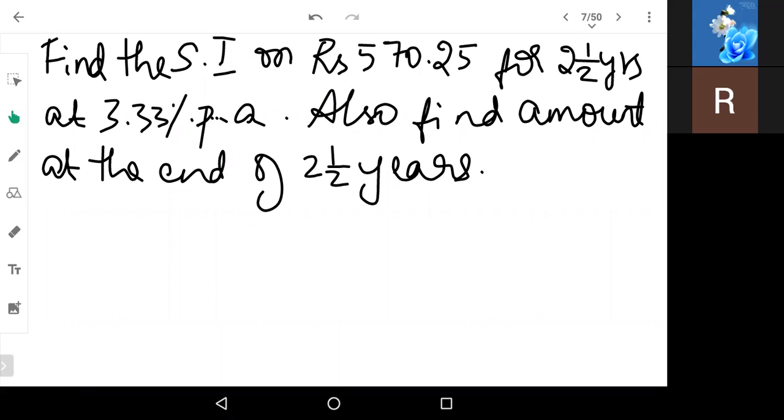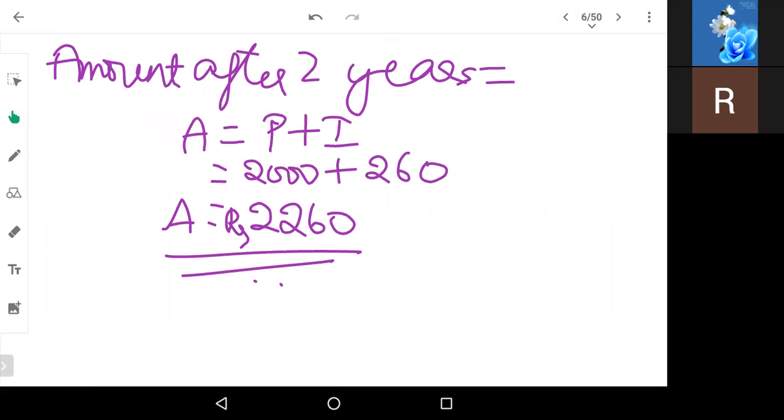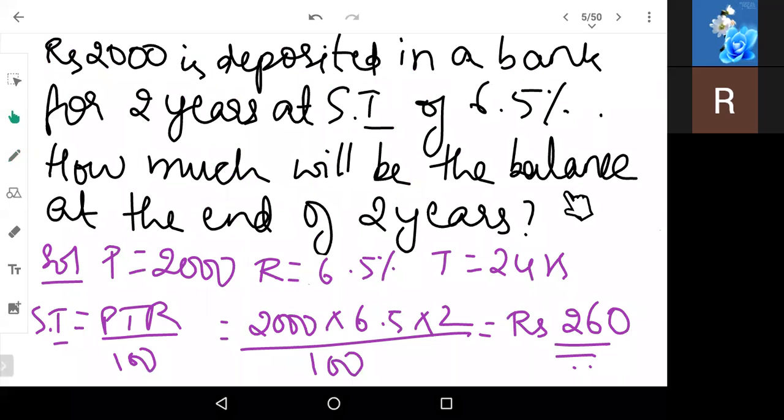No, not like that, Kirti. Here they have asked us, what is the balance after 2 years? So today I am depositing 2,000. The amount means principal plus interest for so many years. Now interest for 2 years is 260.